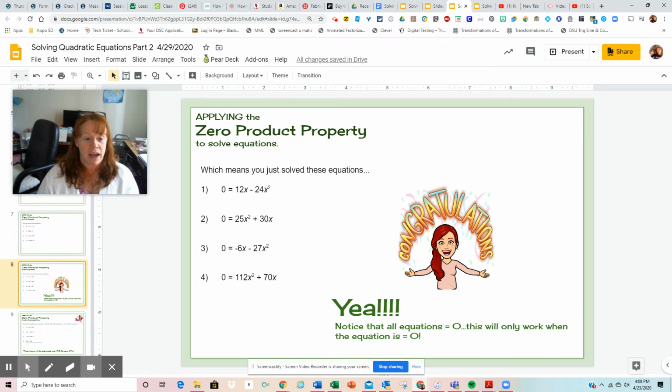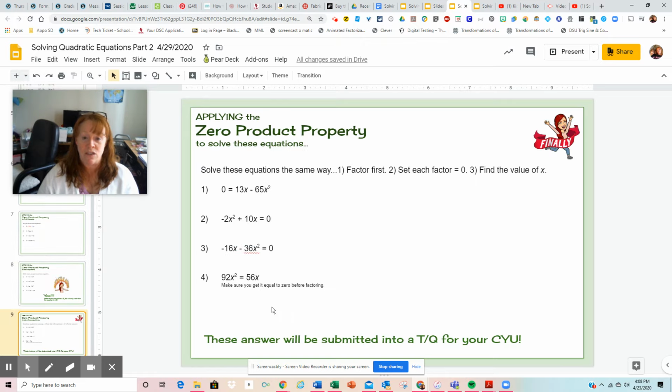So now I am going to ask you to do this. These answers you're going to submit into a test quiz. This is your check your understanding. When you're done with this, you're going to tell me which ones. It's multiple choice, so you'll be able to know right away whether you got them or not. If it tells you no, I'm not going to tell you which ones you got right or wrong. You need to figure it out. So go back and check your answers again. The easiest way to do it is to put them in for x and see if you get 0. If you don't get 0, it wasn't the right one. And watch your negatives.